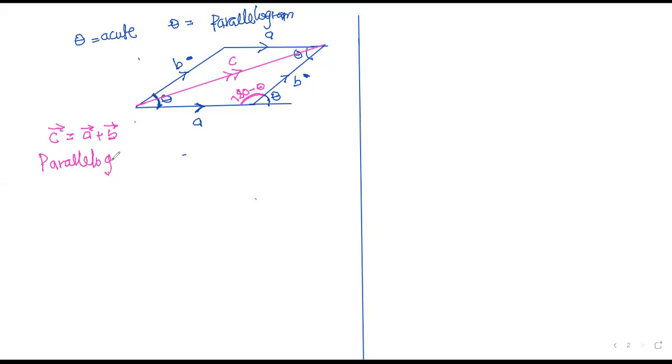The parallelogram law of vector addition. Are you ready?